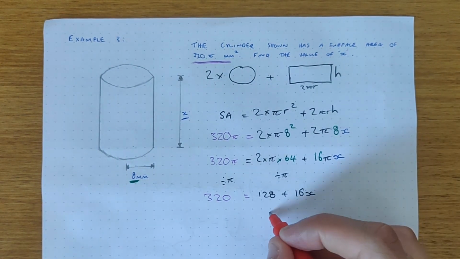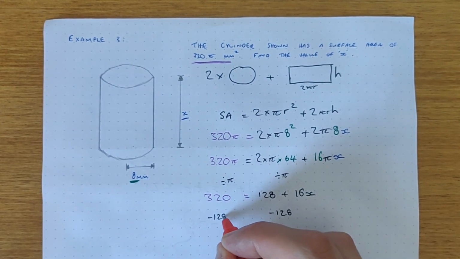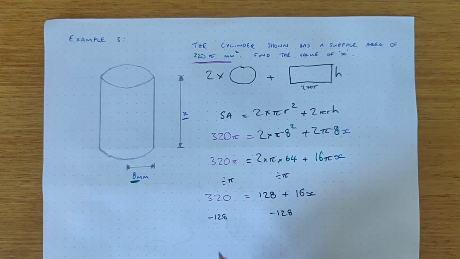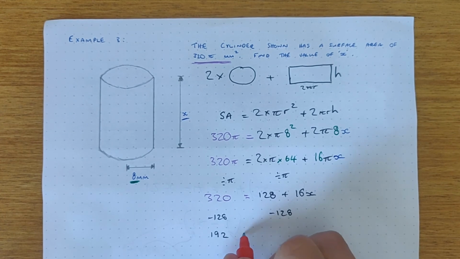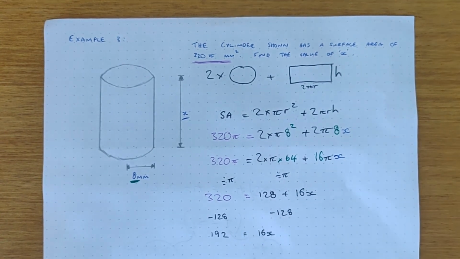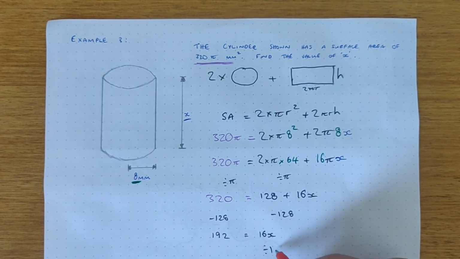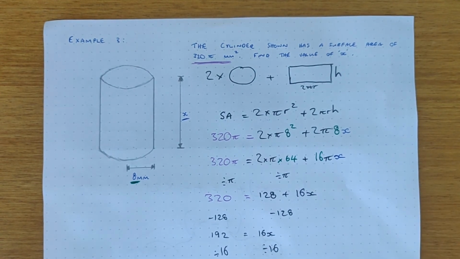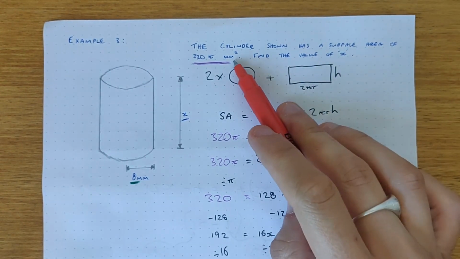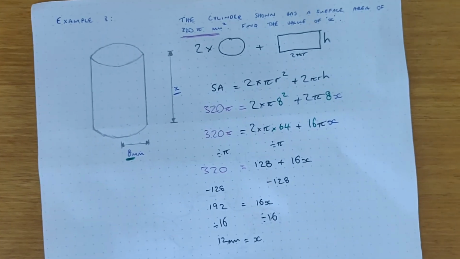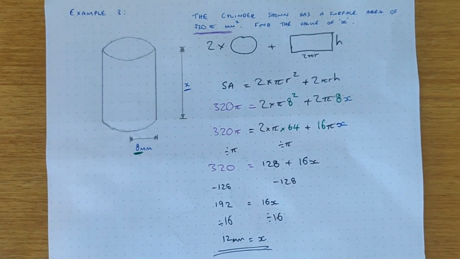I will then take away 128 from both sides, and I will be left with 192 on this side. And that will be equal to 16x. To finish off this question, I need to divide both sides by 16. And I will get x is equal to 12. As always, I need to check my units. This is in millimeters squared. This is in millimeters. So this will be 12 millimeters. Oh, and that is my final answer.